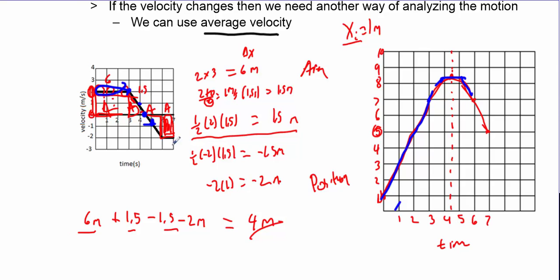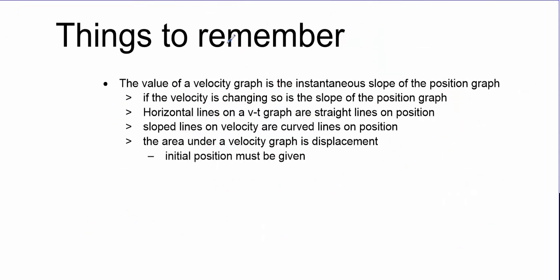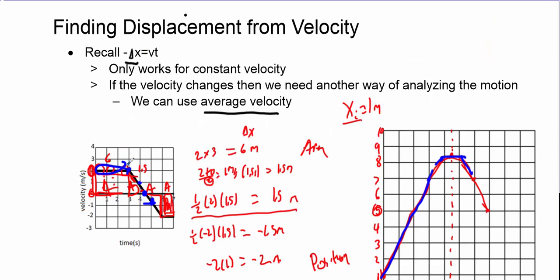And so at any instant in time, the value of this line is the slope of this line. Okay, so if we put this all together, some things to remember: the value of the velocity graph is the instantaneous slope of the position graph. So if I look at the velocity graph and it says it's moving at 2 meters per second, then I know my velocity is 2 meters per second, so my position has a slope of 2. Okay? If that velocity changes, then the slope over here changes. If the velocity is changing, so is the slope of the position time graph. Remember, horizontal lines on a velocity time graph are straight lines on position graphs. This right here was a horizontal line.